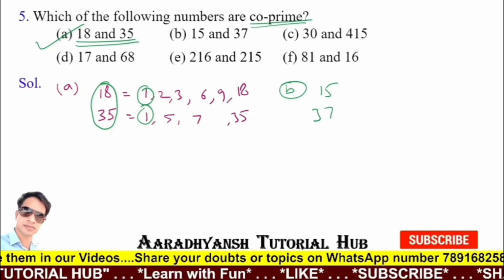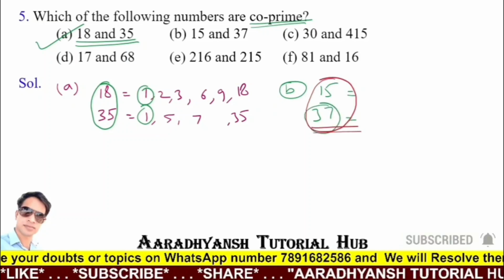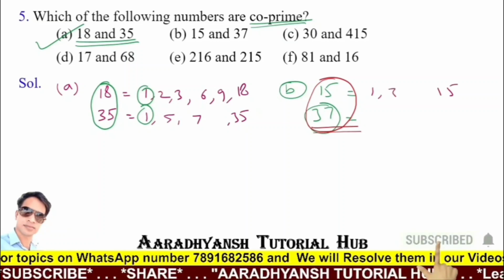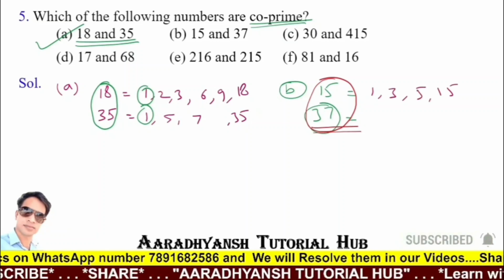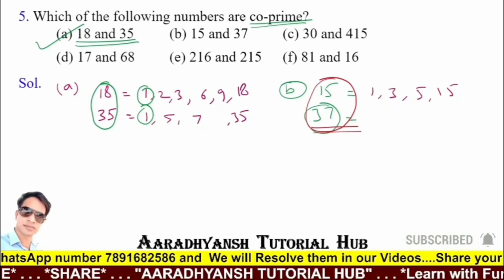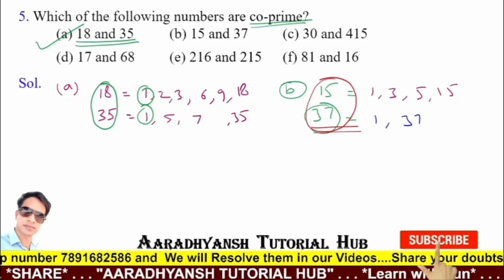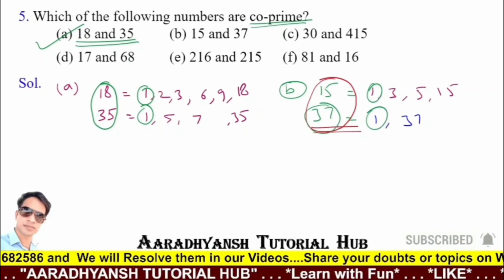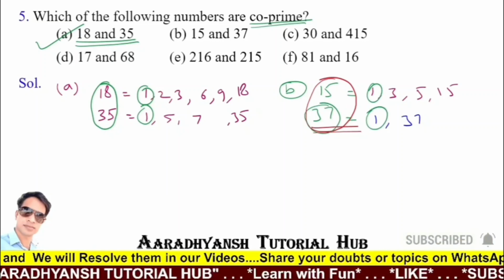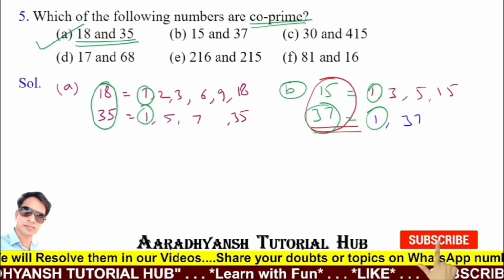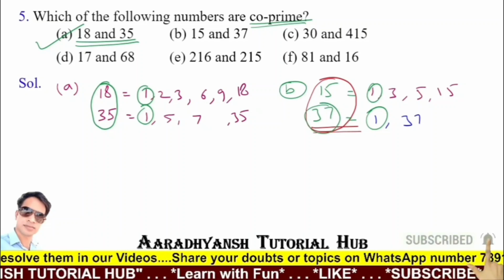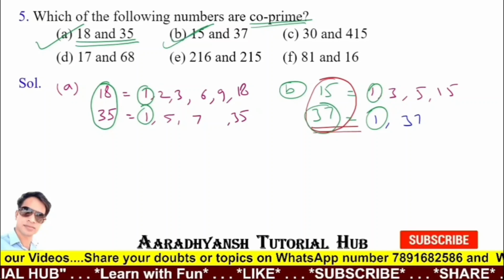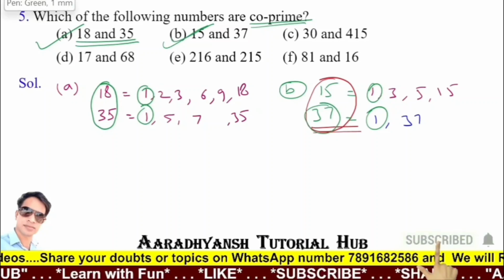15 and 37. First, factors of 15 are 1 and 15, 3 and 5. Okay, and factors of 37 will be 1 and 37 only. So here 1 is the common factor, the only single factor. Okay, there is no other factor that is common. That's why 15 and 37 are co-prime. So B is also co-prime. Now about C.